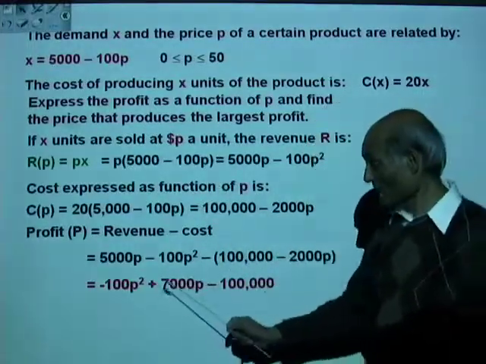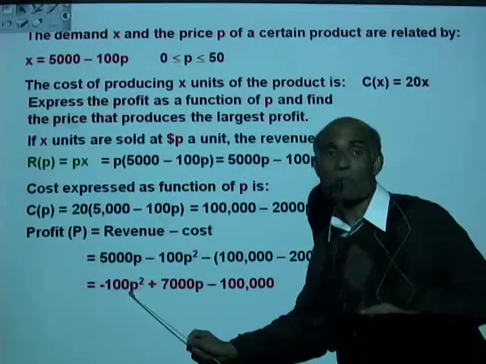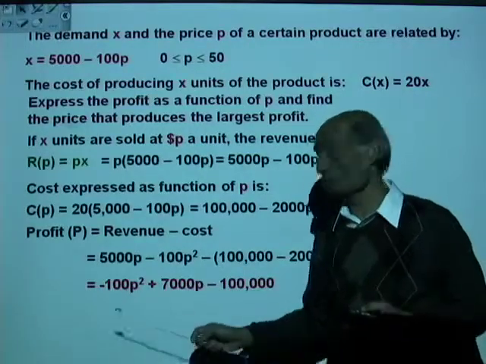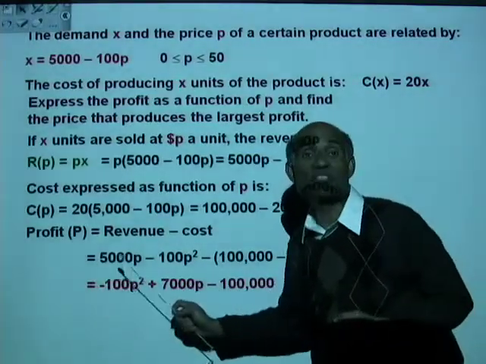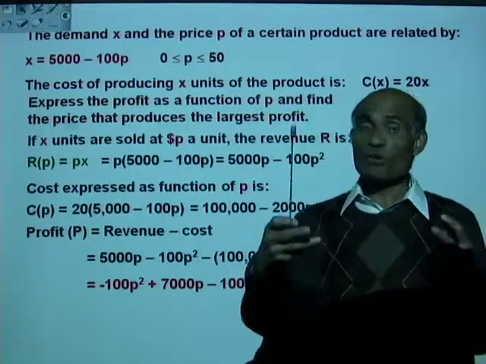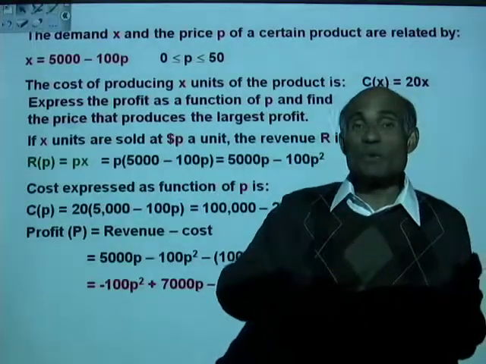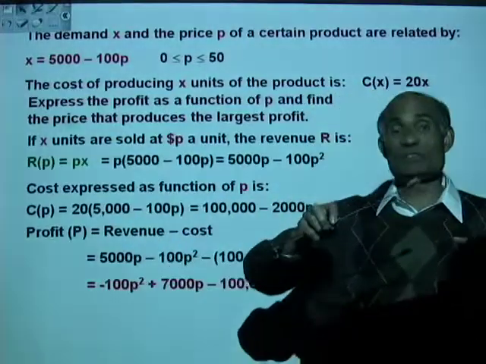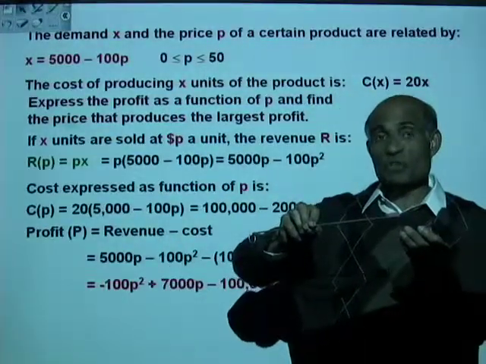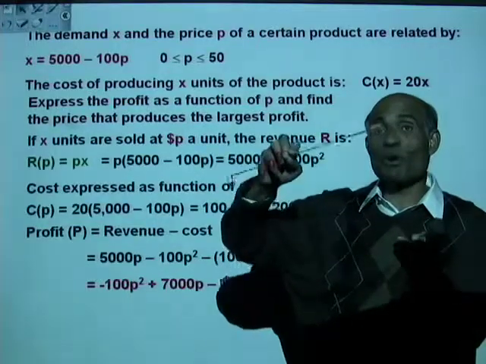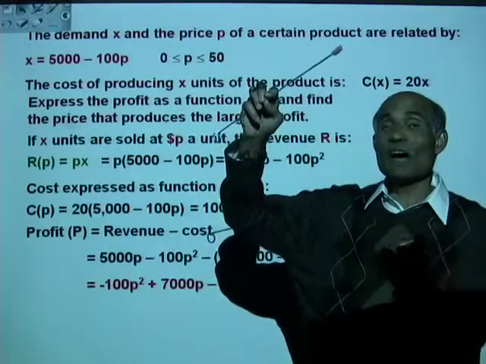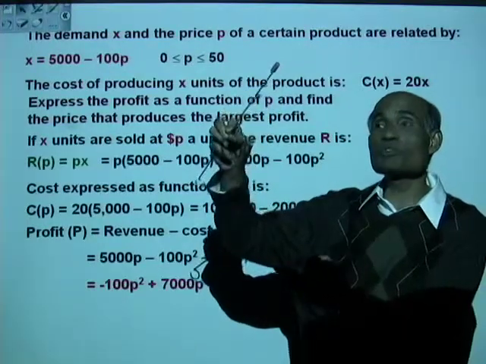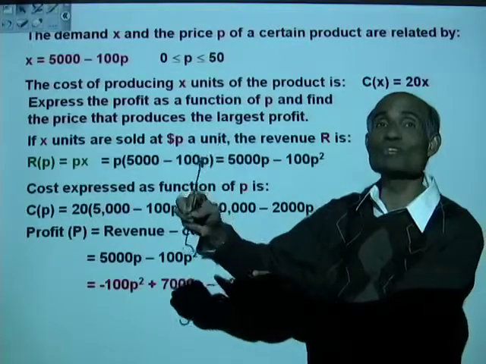So what you would expect, if you notice here, this is actually a second degree function with a as negative. So if you follow some of the discussions we have, it will be a parabola that opens downward. That means as the unit price increases, the profit will increase, and the profit will reach a maximum, and thereafter if you increase the unit price, the profit will decrease.